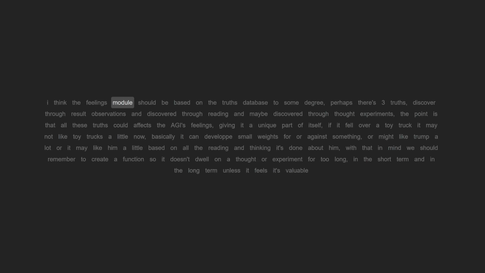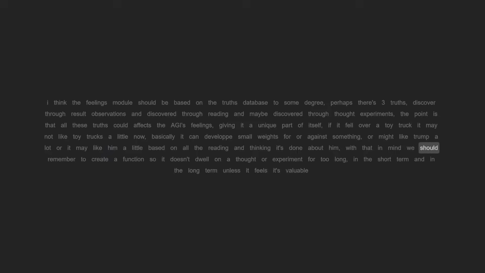I think the feelings module should be based on the truths database to some degree. Perhaps there's 3 truths: discovered through result observations, discovered through reading, and maybe discovered through thought experiments. The point is that all these truths could affect the AGI's feelings, giving it a unique part of itself. If it fell over a toy truck, it may not like toy trucks a little now. Basically, it can develop small weights for or against something, or might like Trump a lot, or it may like him a little based on all the reading and thinking it's done about him.